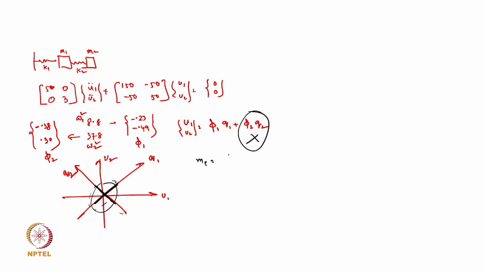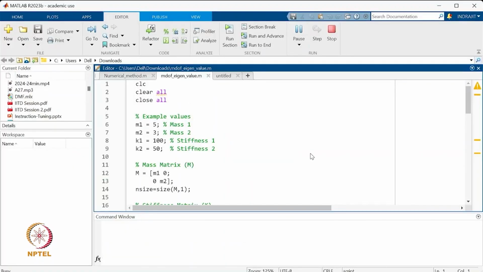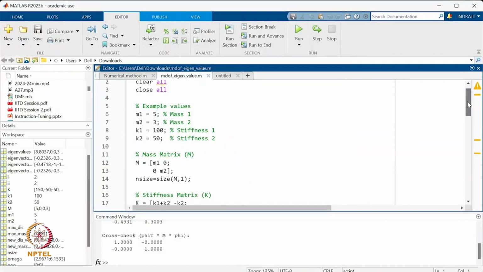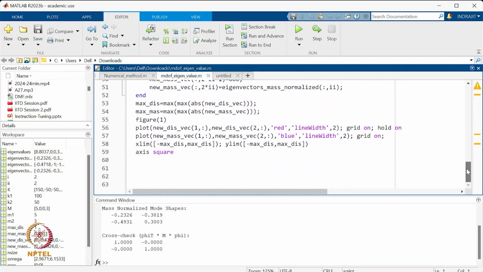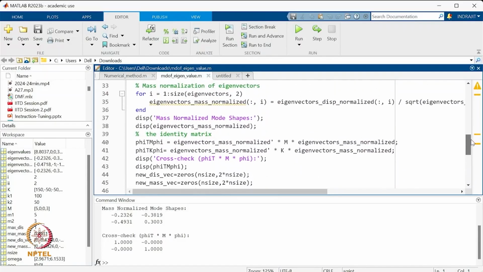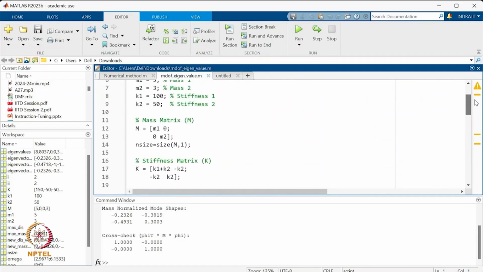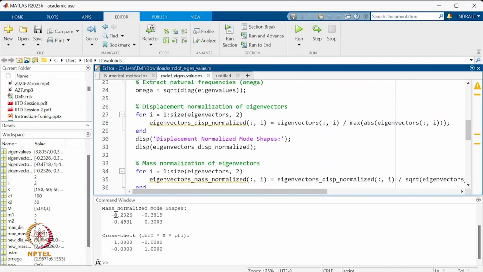So M_e, if we try to calculate, that is (phi1 transpose M R) whole squared, divided by phi1 transpose M phi1. Okay, maybe I'll do it quickly in MATLAB. If I just run it, I will get the mass normalized mode shapes. Okay, just copy that.